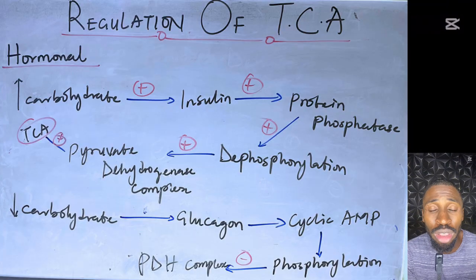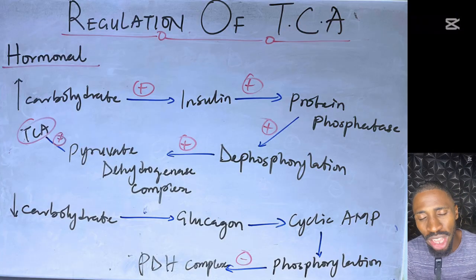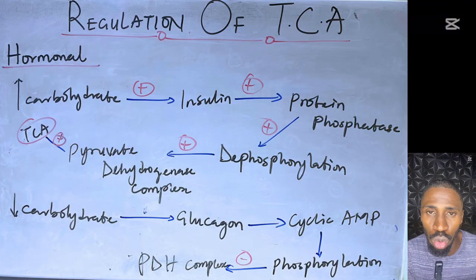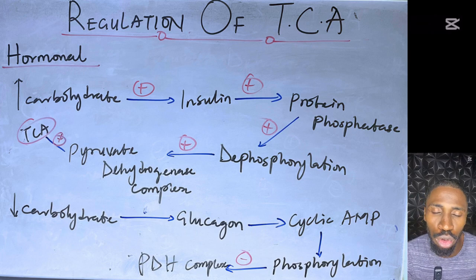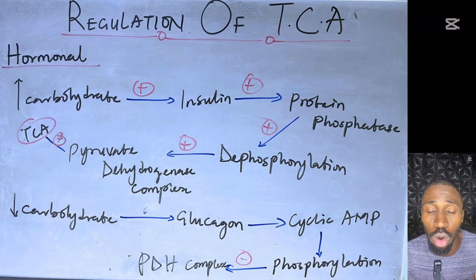Insulin stimulates protein phosphatase. And protein phosphatase does what? It stimulates the dephosphorylation reaction. So when we are dephosphorylating, we are converting pyruvate to acetyl-CoA, which favors what? The TCA cycle. Don't forget. So insulin increases the absorption of glucose for glycolysis, and also stimulates the pyruvate dehydrogenase complex, which stimulates TCA formation.